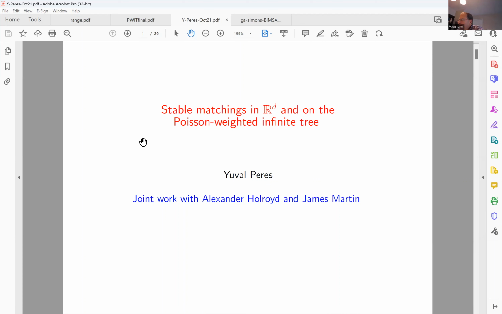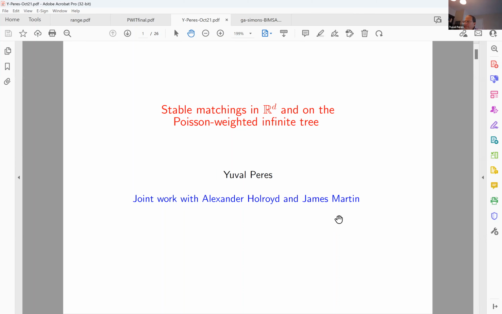Now I want for a while to focus on how we use the Poisson-weighted infinite tree, the PWIT, for analyzing some greedy or stable matchings. Let me see if I can. I think this is already quite big.